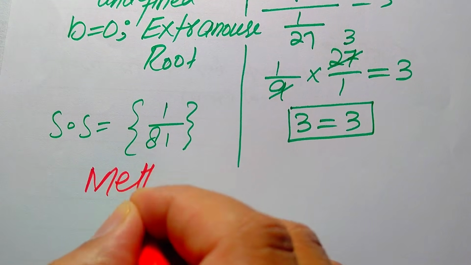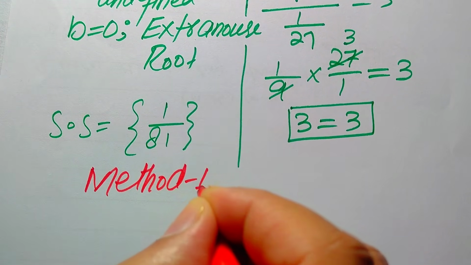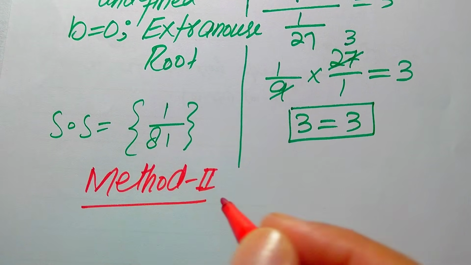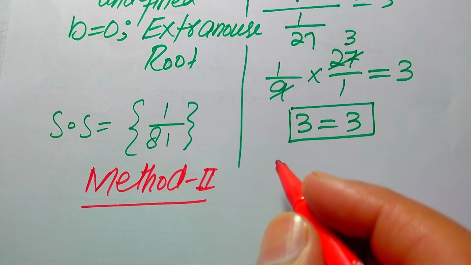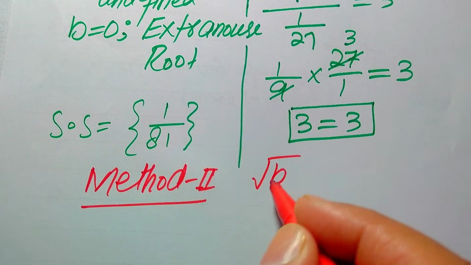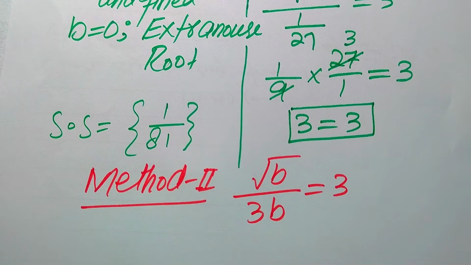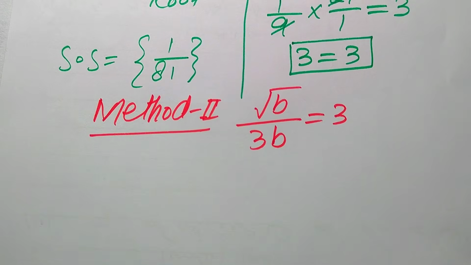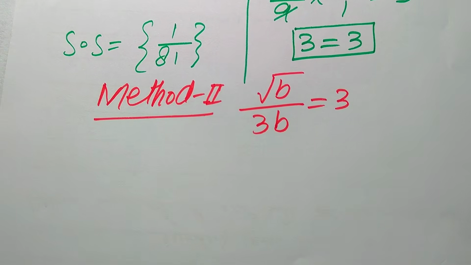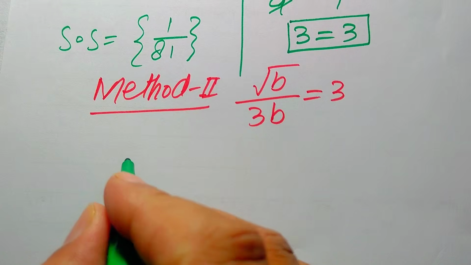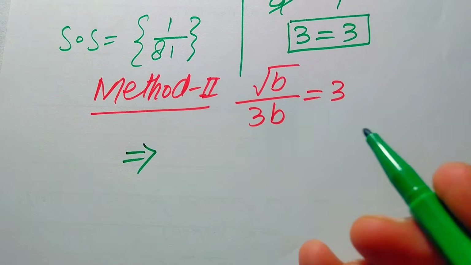And now we again solve this problem with a second method. For the second method we need to copy down the given question statement here. The given question statement is the square root of b divided by 3 times b is equal to 3. The second method is a very straightforward and quick method, and here we quickly determine the solution set of this problem.